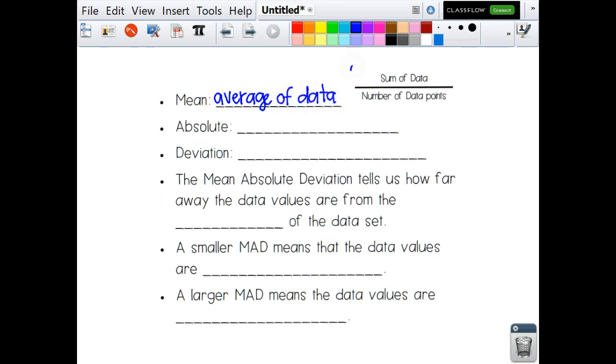And if we look over here, this is how we find the mean, which we should know because we went over that again last week. Absolute means that it's positive. Means that there's no negatives.